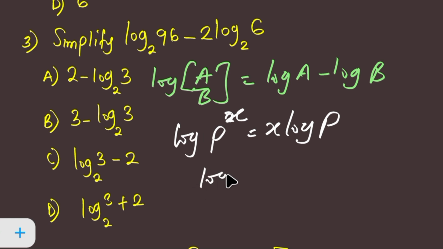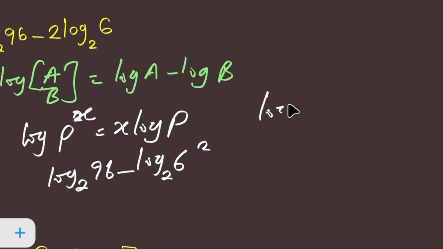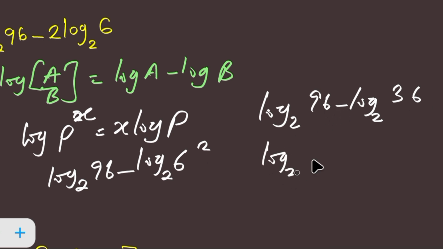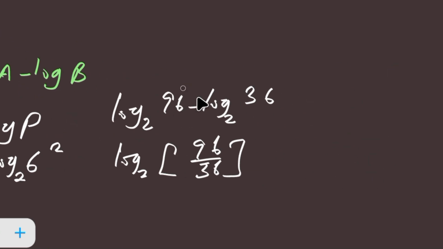So I just have log of 96 to base 2 minus. I'm going to move this 2 to the top of this 6. That will give me log 6 squared to base 2. 6 squared is 36, right? Since minus means divide, that will be log of 96 over 36 to base 2. Now I'm trying to divide 96 over 36. If I go with 6 here, 6 in 96 will give me 16.